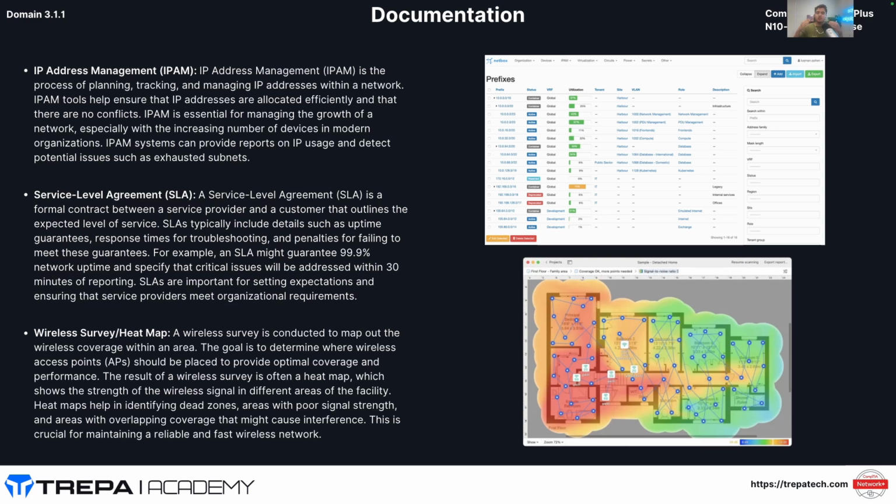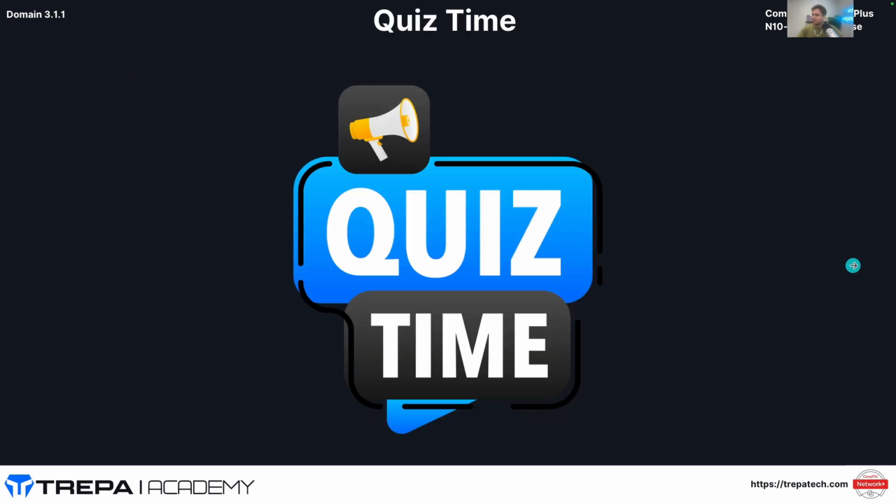But something that we're going to have to do is called a wireless survey or heat map. This is conducted to map out the wireless coverage within an area, and the goal is to determine where wireless access points should be placed to provide the optimal coverage, okay? It also helps us say, where are our blind zones? Where are our no service areas? So we call that a heat map, okay? Identifying dead zones or areas with poor signal strength.